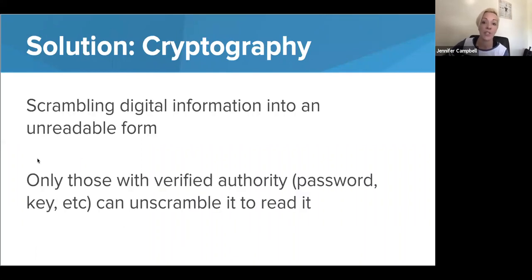All right, so the solution is cryptography. In short, it's basically scrambling digital information into an unreadable form, and only those who are supposed to can unscramble it. So you usually need a password or a key, something like that.